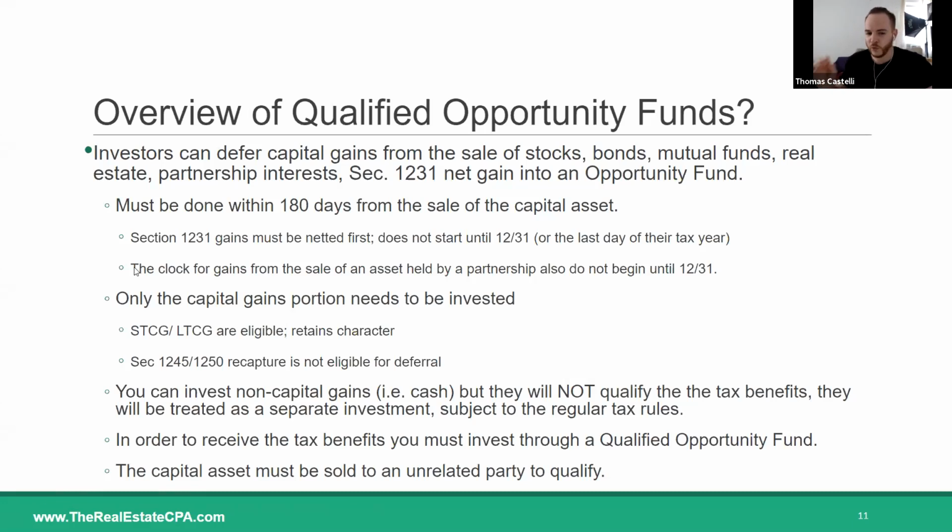Now, there are some important rules to point out with this 180-day window. For Section 1231 gains, they must be netted first, and the clock does not start until 12/31, the last day of your tax year. Section 1231 gains are long-term gains, typically something you will see with the sale of a building, for instance. The clock also starts for a partnership; the clock does not start until 12/31 either.